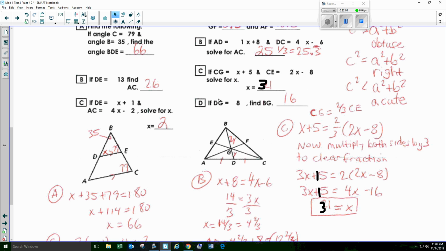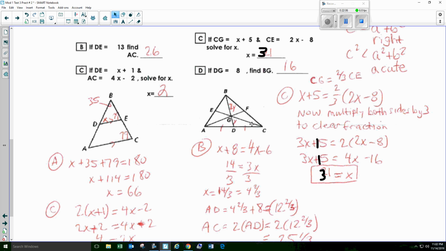Okay, next one, CG. Again, that's the longer piece of the two. So that's 2 compared to CE, 3 parts. 2 to 3 is the ratio. Again, it's the same one I showed you on the last practice test. So this distance, which is x plus 5, equals 2/3 of the whole distance. The whole distance was 2x minus 8, so I have 2/3 of that. Well, I don't want a fraction, so I want to get rid of that 3. So multiply both sides by 3, just like we did in the last practice test video, to clear the fraction.